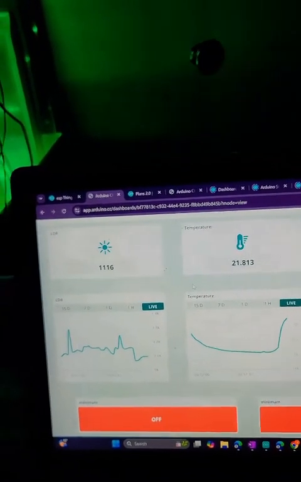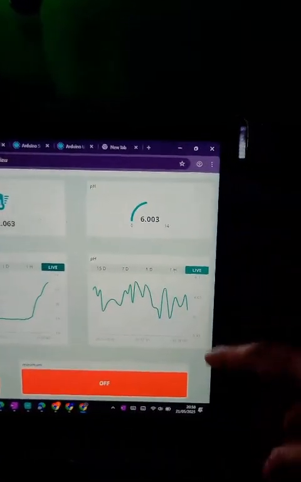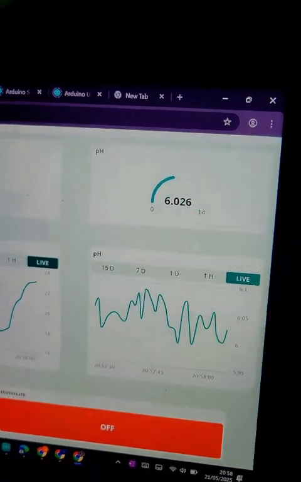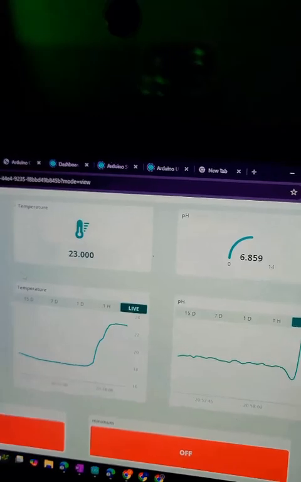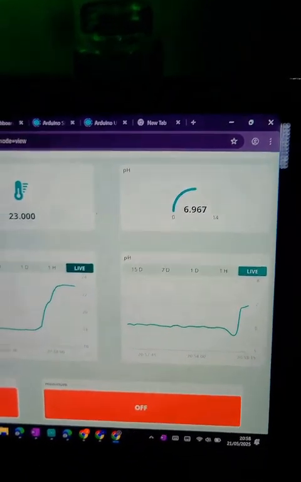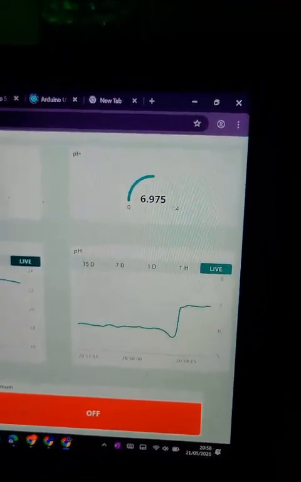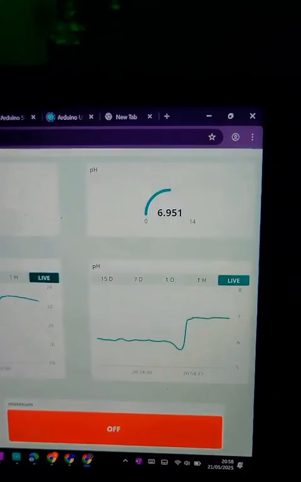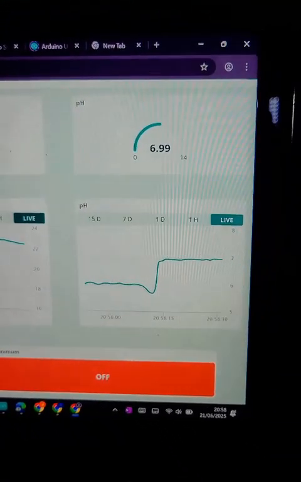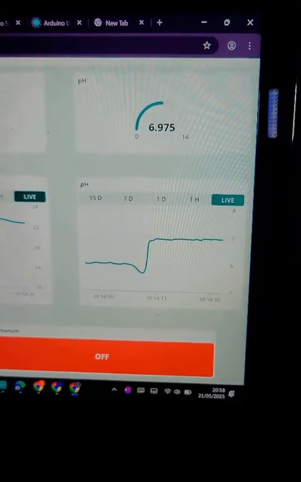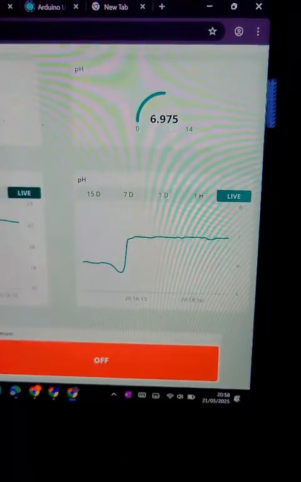Now we have another sensor, which is the pH sensor. If you look at here, the pH sensor goes up and down a lot. But if I put it in water, it should be pretty much around 7, pH of 7, which is what we're getting right now, 6.9. 6.9 is very close to our pH of 7, which is neutral. Now it's becoming around 7. That means it's just a little bit acidic, just a little bit.